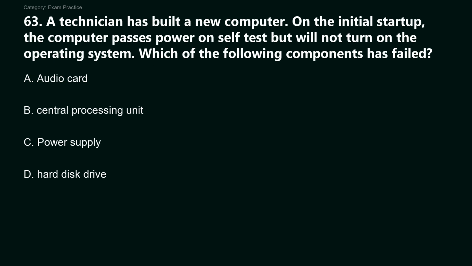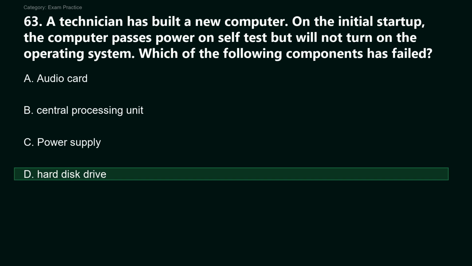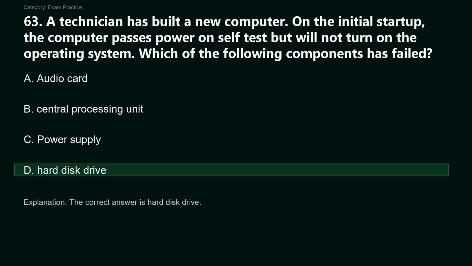Question 63. A technician has built a new computer. On the initial startup, the computer passes power on self-test but will not turn on the operating system. Which of the following components has failed? Option A, audio card. Option B, Central Processing Unit. Option C, power supply. Option D, hard disk drive. The correct answer is option D, hard disk drive.